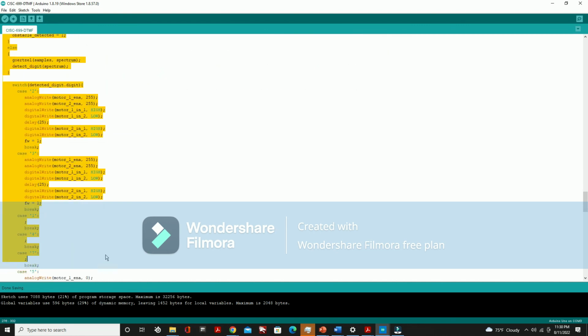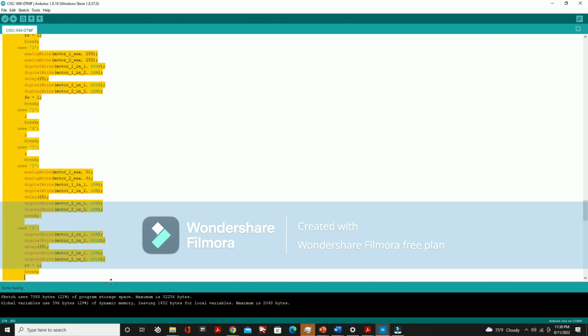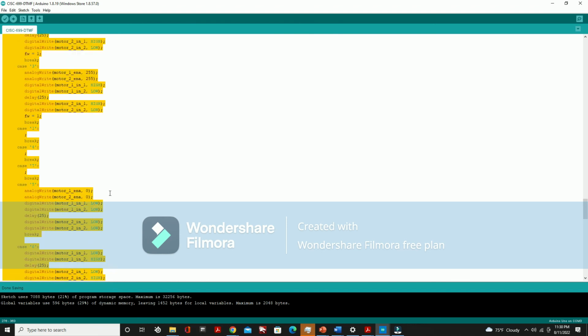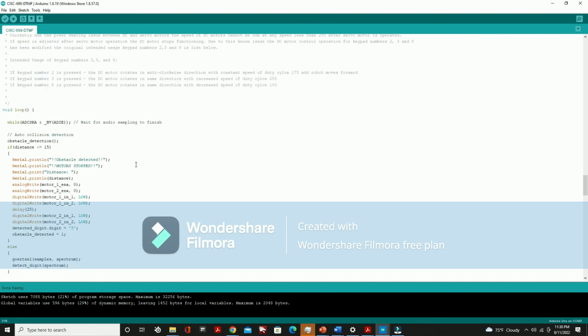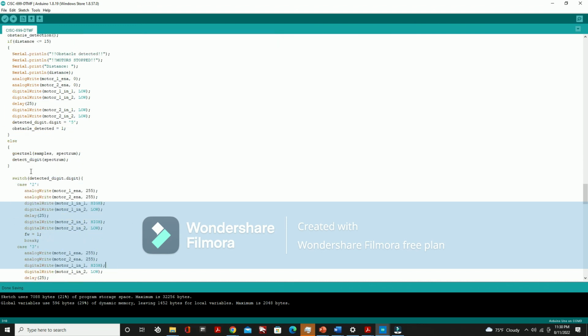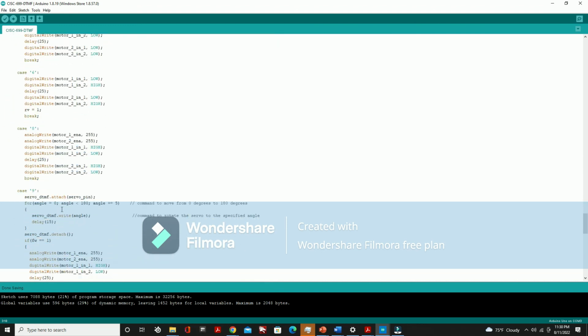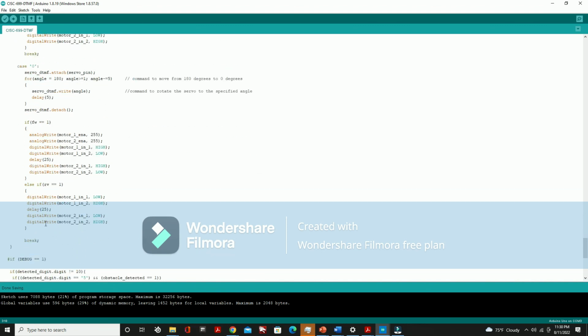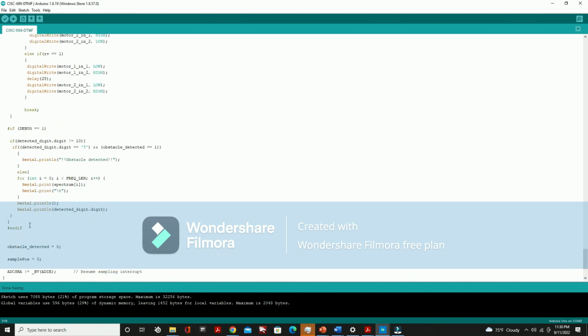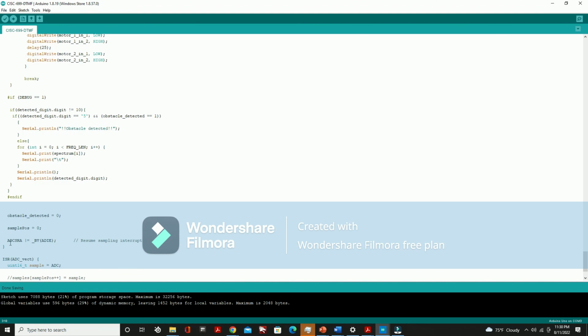This function body actually runs in a loop. So when it enters the loop, it again waits for the audio sampling to finish and runs the Goertzel algorithm, detects the digit, and operates the DC motor and the servo motor accordingly. And then it re-enables the sampling, I mean, re-enabling the A to D conversion.